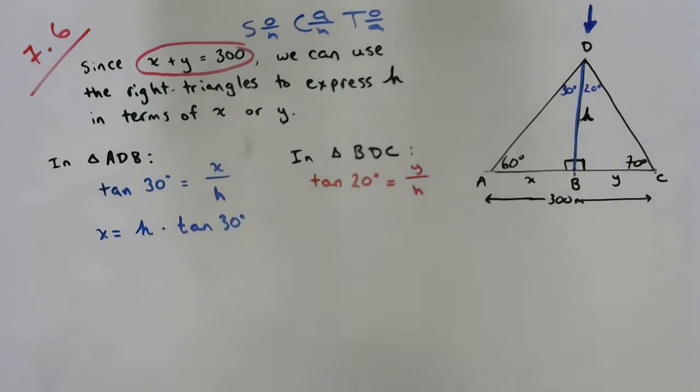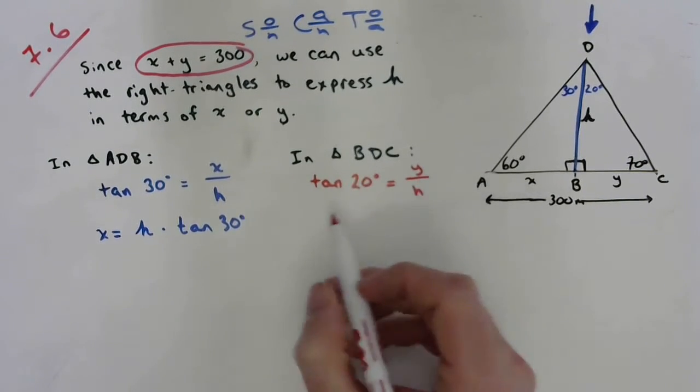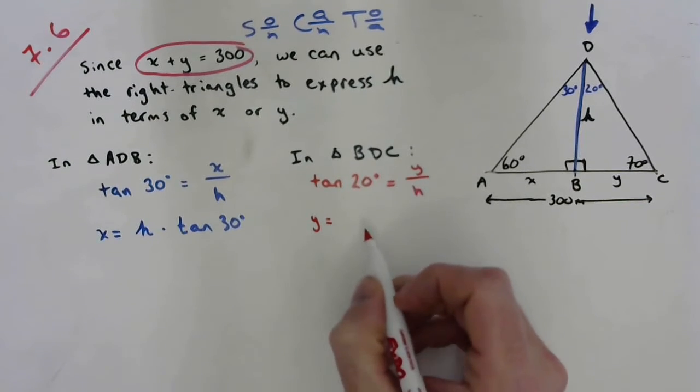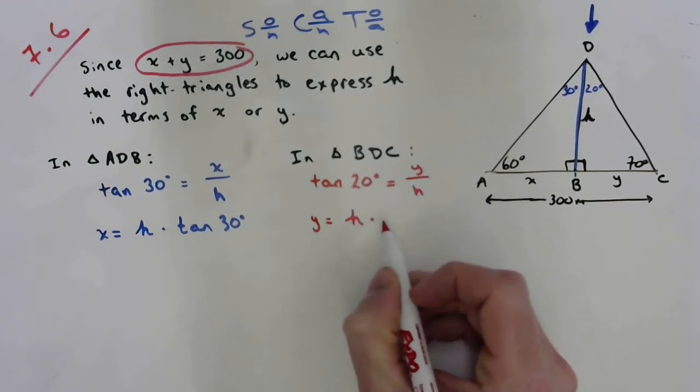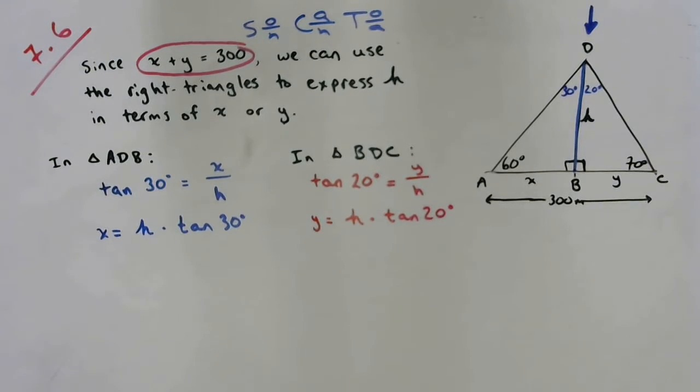Let's look across at triangle BDC. What happens? How do I get y by itself? Multiply both sides by h, giving me y equals h times the tan of 20 degrees.